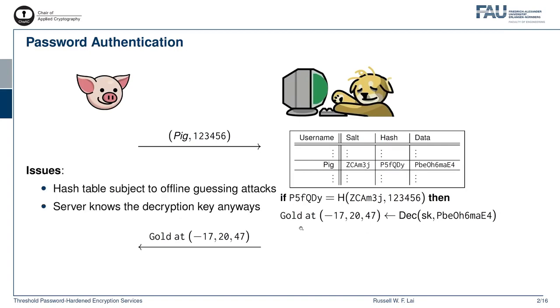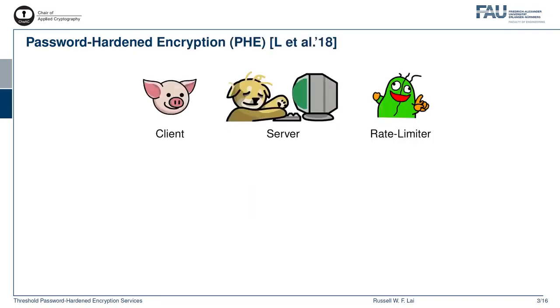There are some issues with this basic password authentication mechanism, however. First, the hash table is subject to offline guessing attacks, and also the server knows the decryption key anyway, so an insider attacker can easily learn all the sensitive data of the clients. Password hardened encryption, or PHE, was introduced to resolve exactly those two issues.